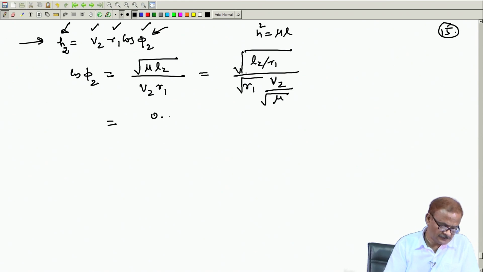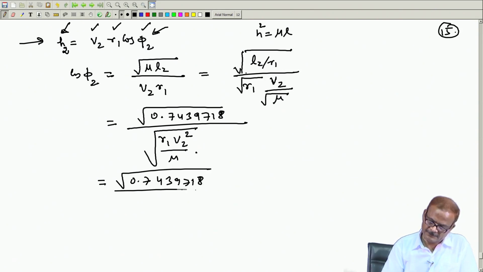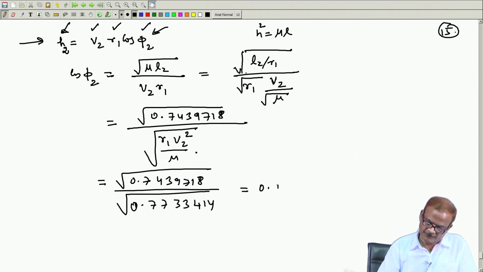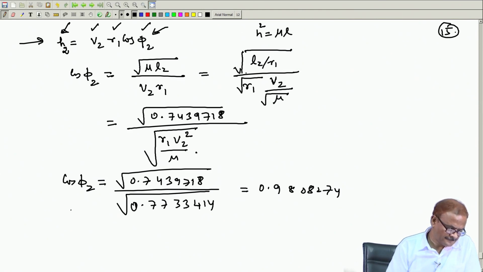L 2 by R 1 is 0.74399718 under root, divided by this quantity, which is R 1 V 2 square divided by mu under root. This quantity is also known to us. So, we just insert the values: 0.74399718 under root divided by 0.7733414. So, this turns out to be 0.98082774. So, this is cos phi 2.